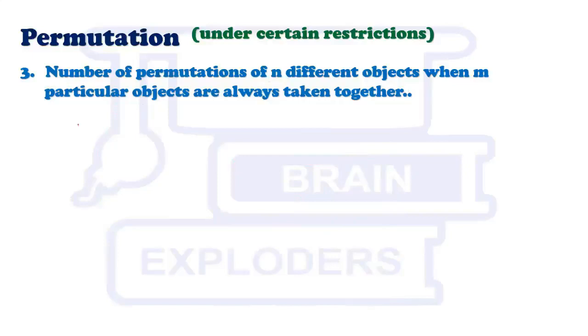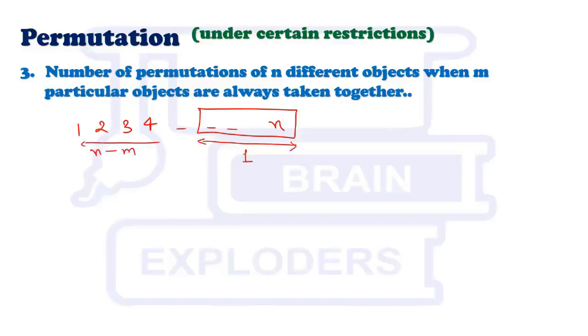Now let's generalize things. Suppose there are n objects and m particular objects out of them must always be taken together. So let's keep them in a box. This will be treated as one unit, and here we have n minus m elements. So in total we now have n minus m plus 1 elements, treating it as one unit. So there are (n minus m plus 1) factorial ways for their arrangement. Now we have to multiply it with the number of possible permutations within the unit, within this box.